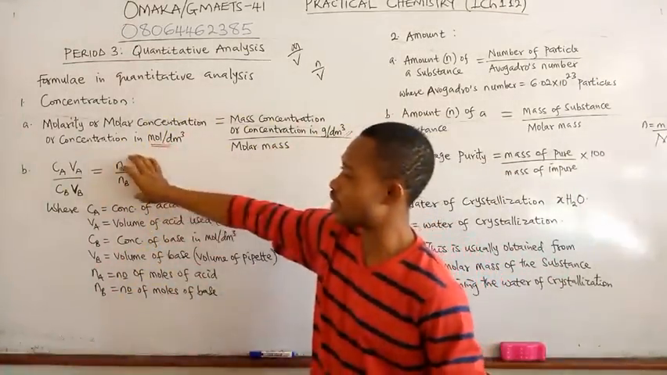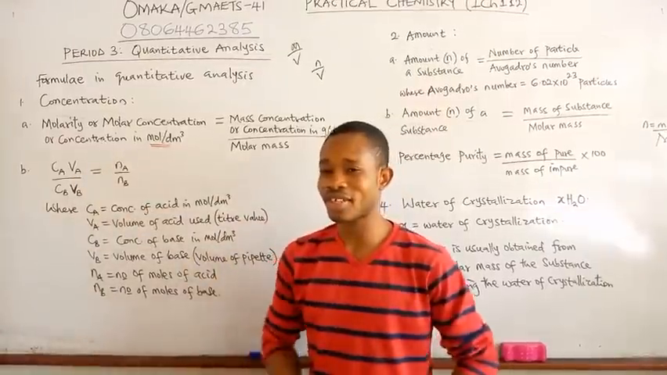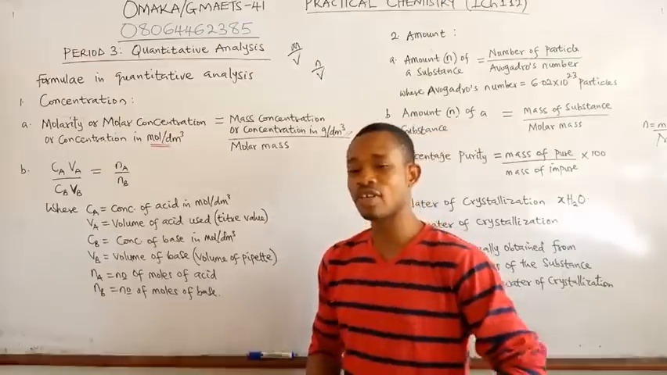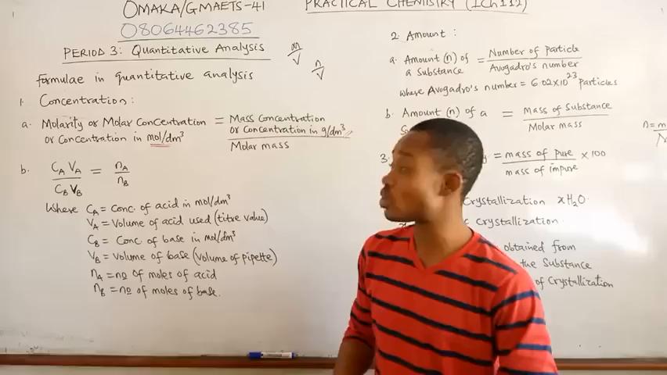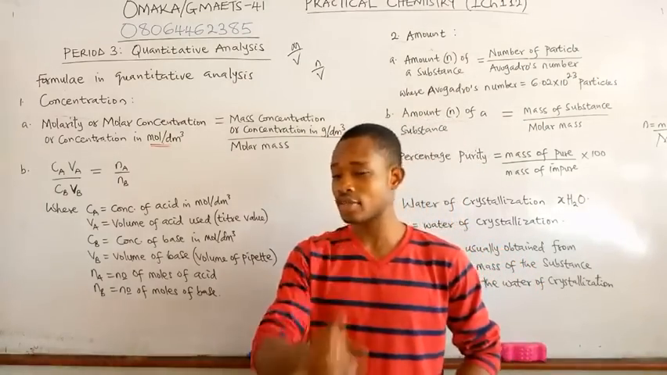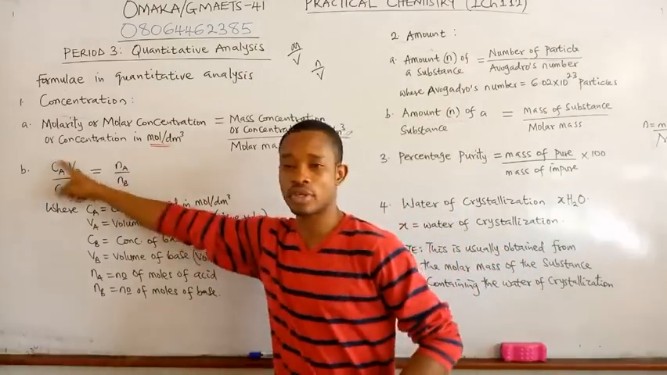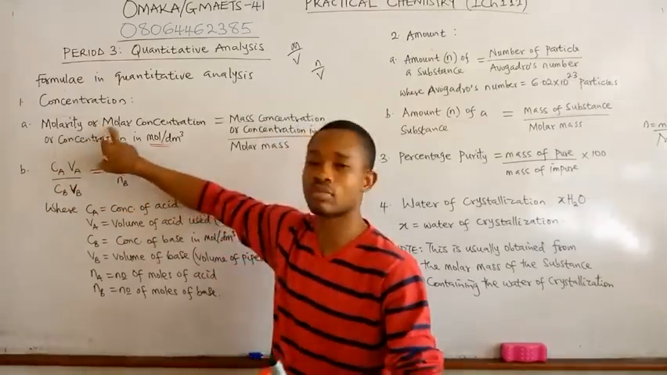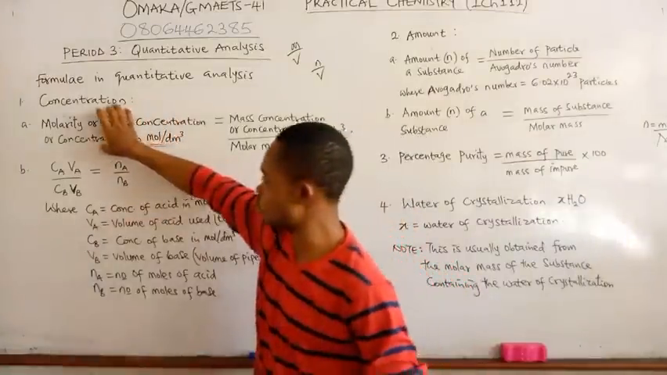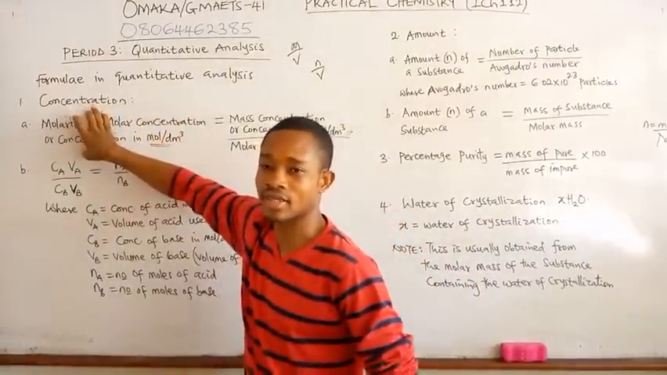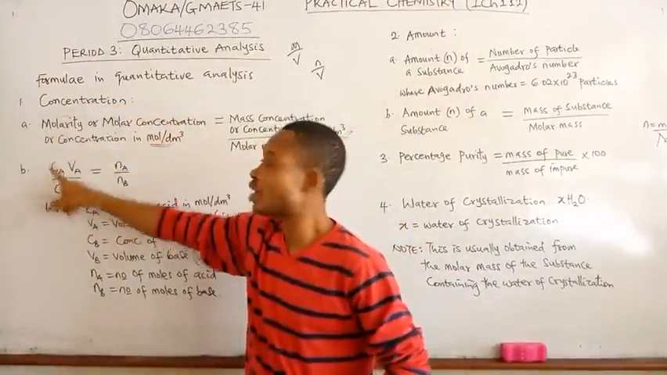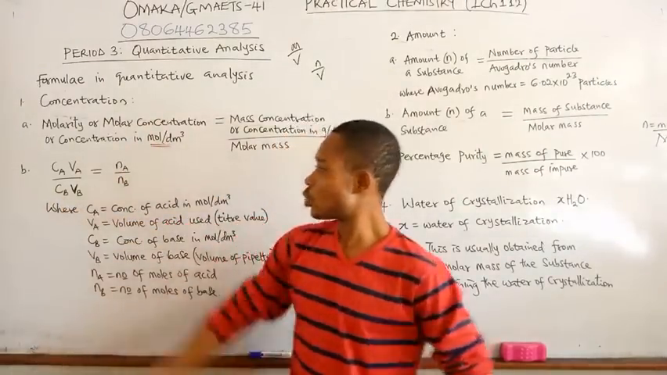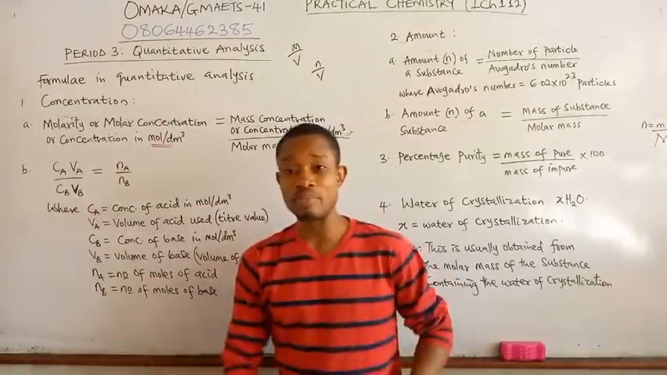Now we have another formula we call the cover formula, just as a means of quick remembrance. We have CAVA over CBVB equal to NA over NB. Mass concentration has nothing to do with this. This formula is specifically for molar concentration. So if this molar concentration is for the acid, then you are talking about CA. But if it is for the base, then you're talking of what? CB.